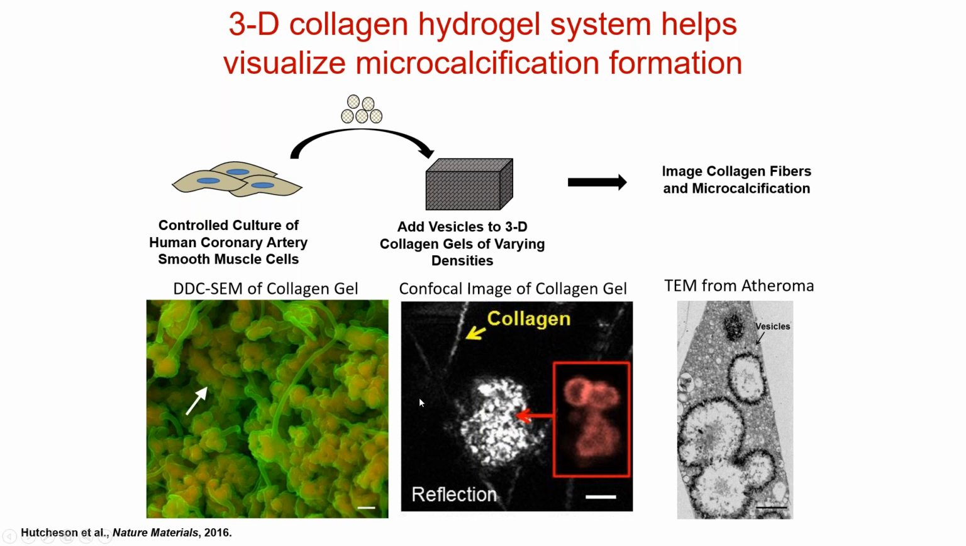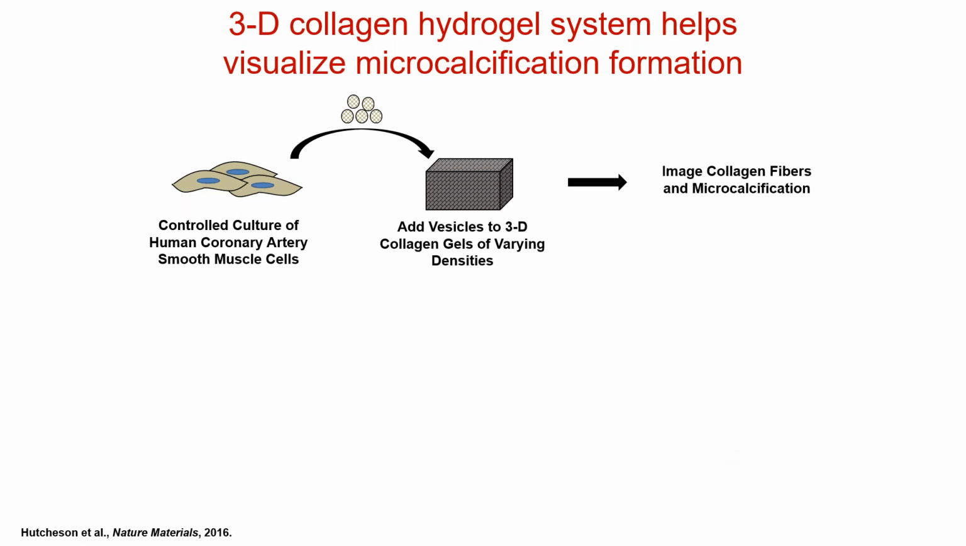We can also see that here. This is using some confocal imaging. The red here is our near-infrared fluorescent tracer, the calcium tracer. So we see these calcifications forming in these larger structures between collagen fibers. If we look at TEM from atheroma, the structures that were forming, these structures here look very similar. In the TEM, you can see the mineral forming here, and then all around the mineral, we see all these vesicles inside the structure. So morphologically, we form very, very similar structures.